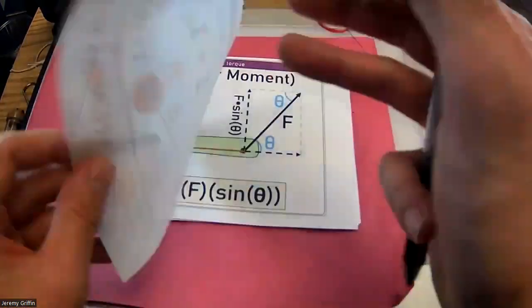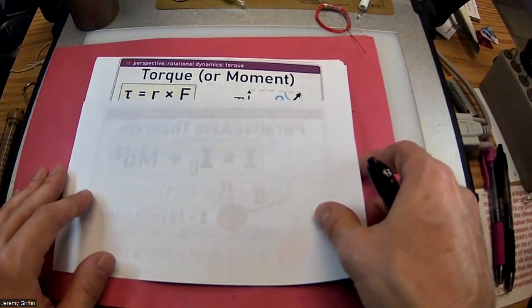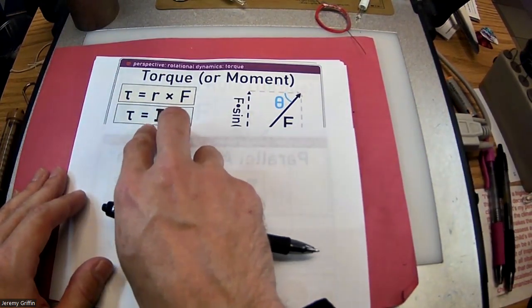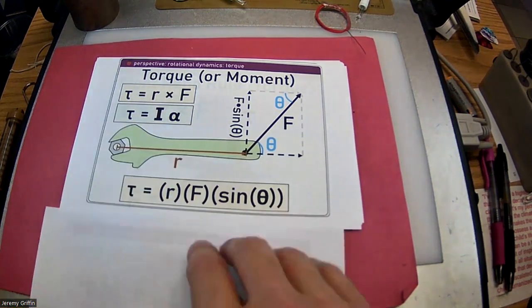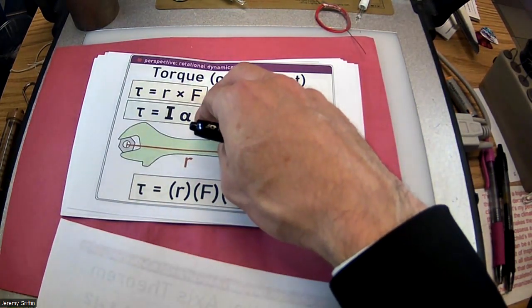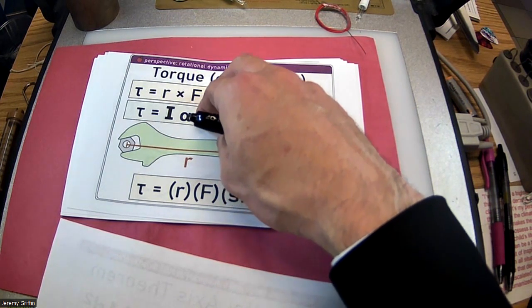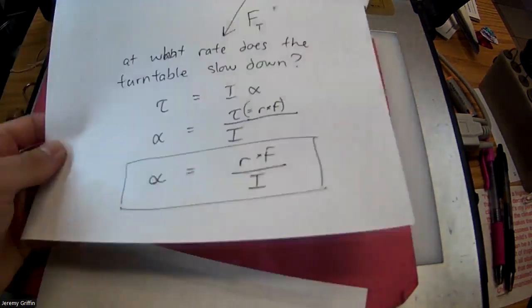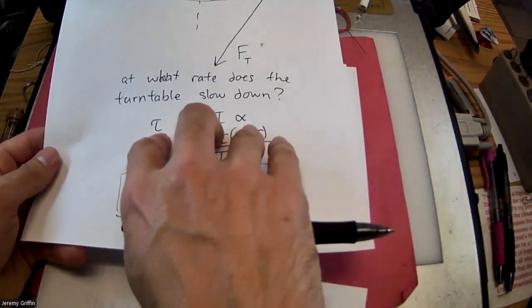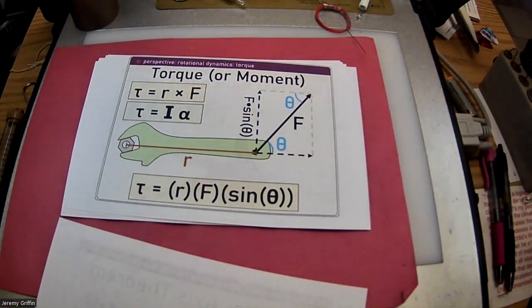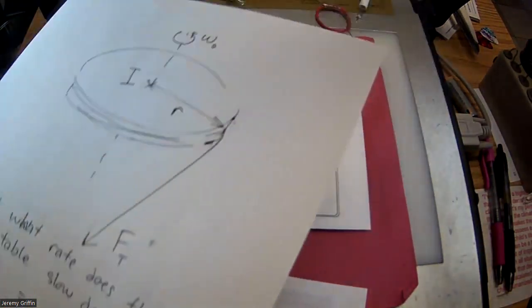Here's one that I wanted to ask you guys about: torque. You guys already told me this. Torque is r cross F. Torque is also equal to I times alpha. In fact, you can put those two ideas together and sometimes say r cross F equals I times alpha, and solve for things. That's exactly what we just did as an example with the turntable. Torque is I times alpha, torque is r cross F, put it all together, and solve for alpha in that case.